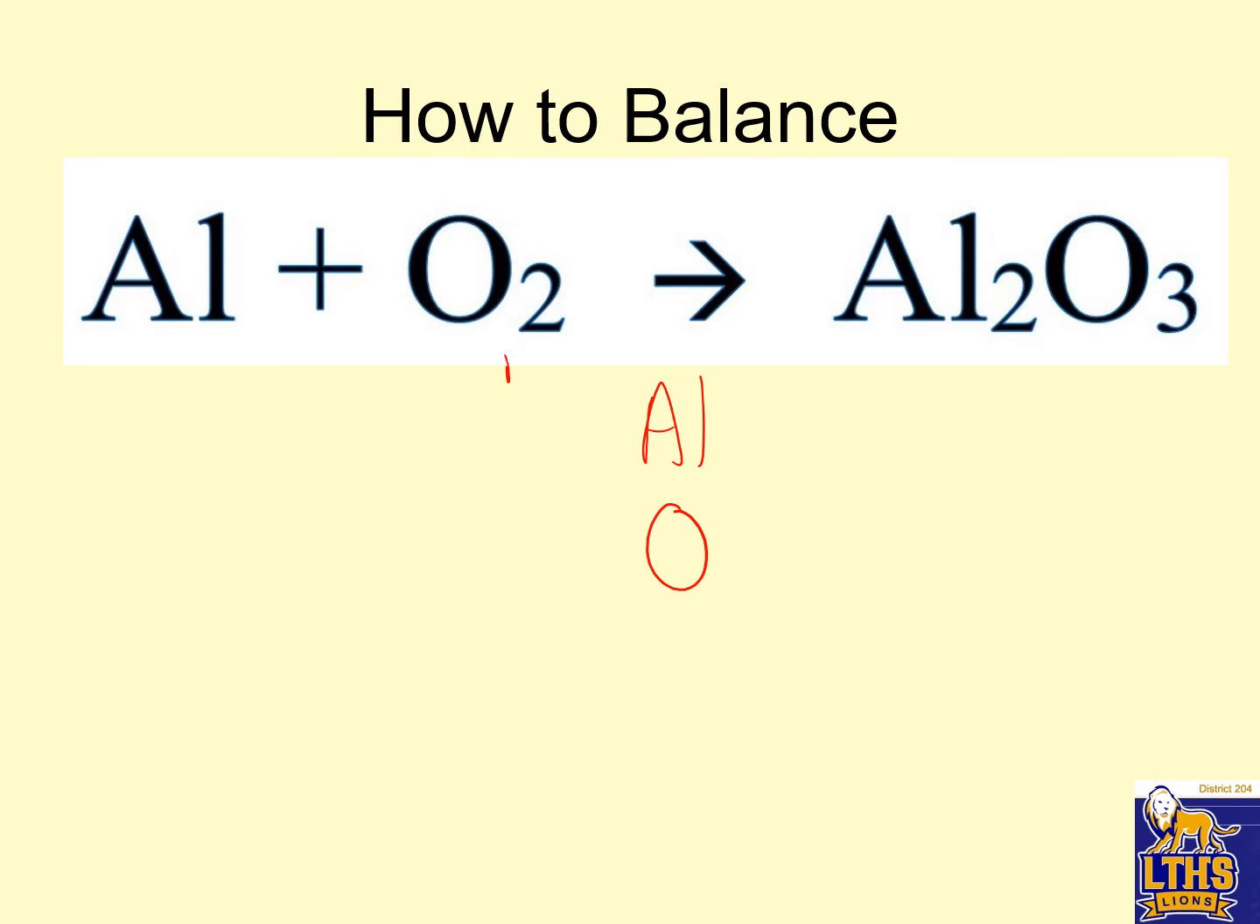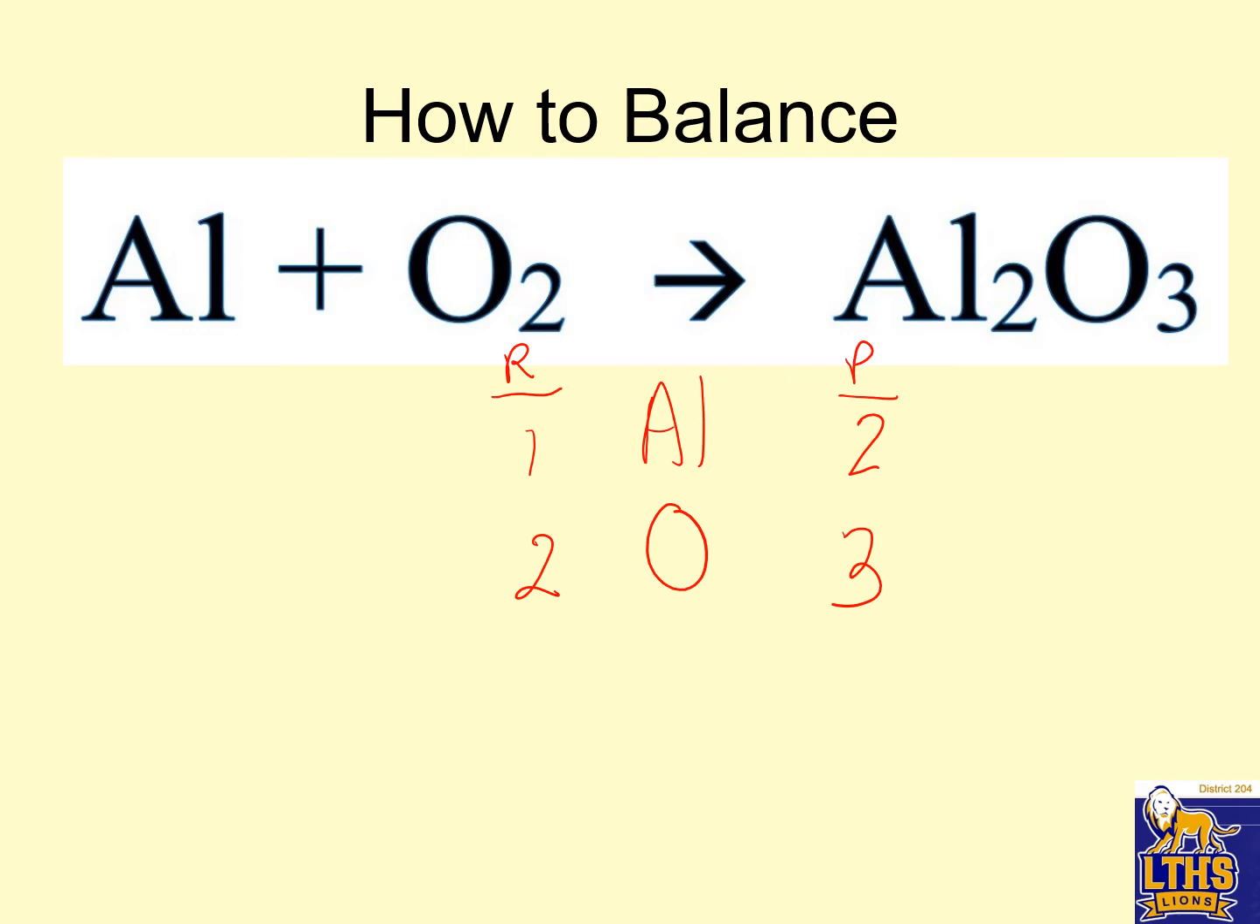So on the reactant side, I put R for reactants, P for products. On the aluminum side, I have 1 aluminum. On the product side, I have 2 aluminums. On the reactant side, I have 2 oxygen. On the product side, I have 3 oxygen. Okay, this is not balanced because I need to find the same number of things on both sides.